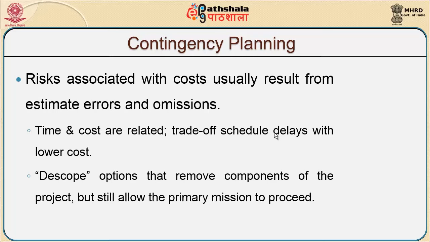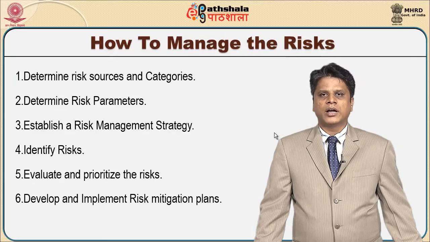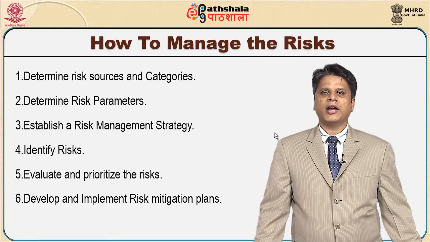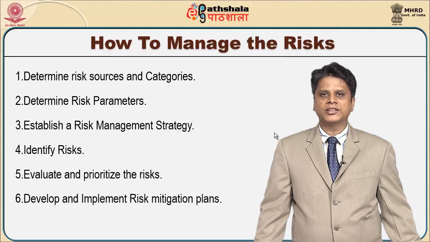Primarily, the risk associated with cost usually results from estimated errors and omissions. Time and cost are majorly related. Trade-off: schedule delays with lower cost. We should not deviate from the scope, and this option removes components of the project but still allows the primary mission to proceed. After looking at all these quantum of risk and the mitigation plans, we may have to understand how to manage these risks.